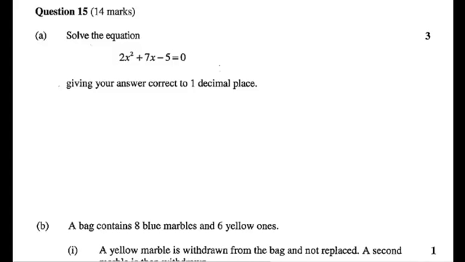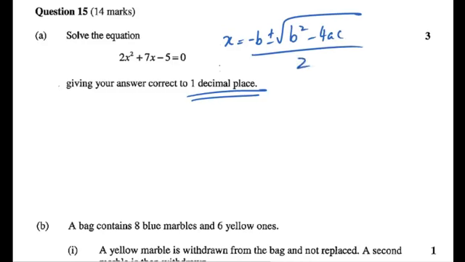15a, we've got a quadratic equation. Now, a little hint here: if a quadratic equation says solve the equation giving your answer correct to one decimal place, decimal places means you're going to be using the quadratic formula. So, quadratic formula: x equals negative b plus or minus the square root of b squared minus 4ac, all over 2a. You must know that formula.